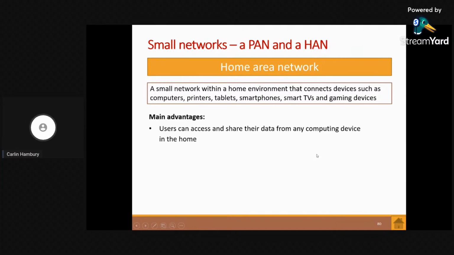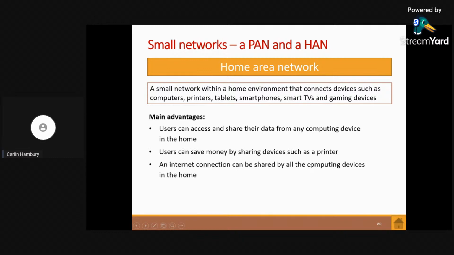Now, why do we use this? Well, because users can access and share their data from any device in the home. They can save money by sharing devices such as a printer, and an internet connection can be shared as well. But that can be a problem sometimes. Okay, especially when somebody's trying to stream 4K. Yeah, it just kills that network completely. Okay, that bandwidth as well.